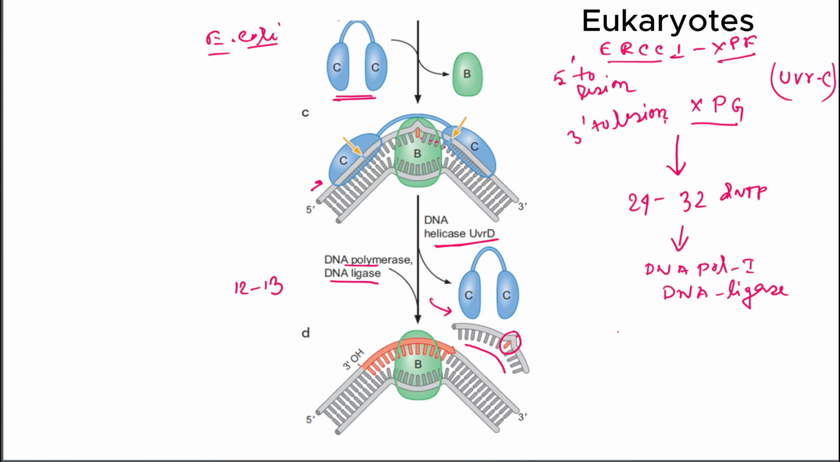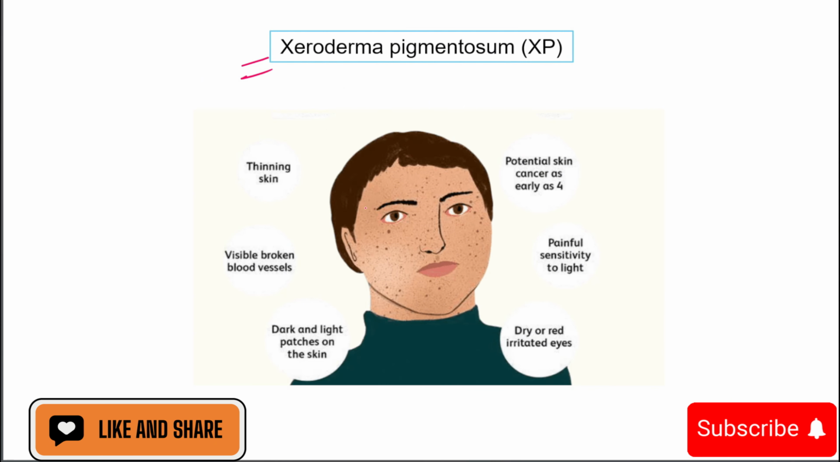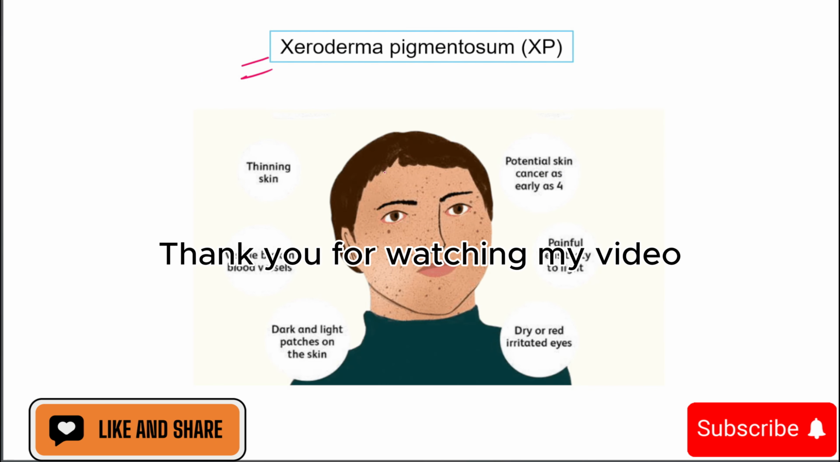Thus NER serves as a critical safeguard against mutagenesis, ensuring that damaged DNA is replaced with a clean copy to keep the genome stable. If there is any defect in the nucleotide excision repair mechanism, it causes diseases like Xeroderma Pigmentosum, where patients are extremely sensitive to sunlight and prone to skin cancer.